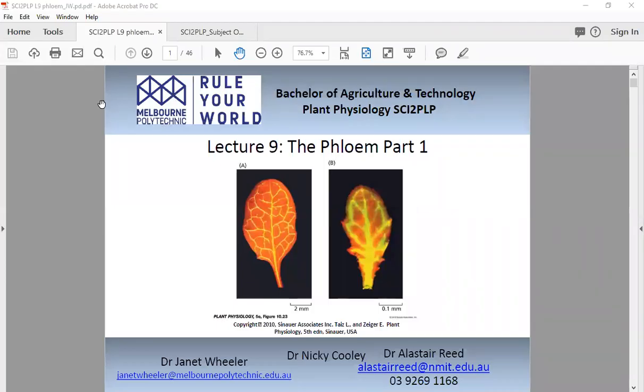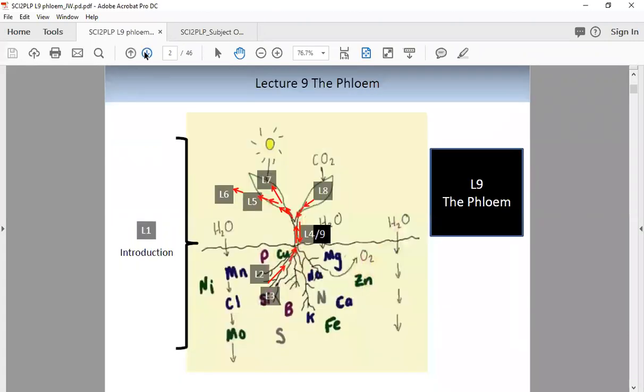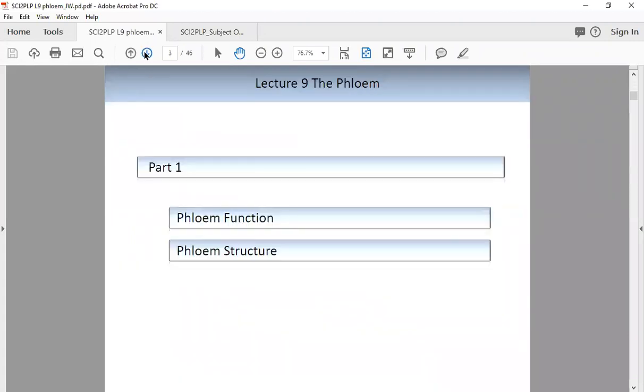Welcome, class, to week 8 of plant physiology. Tonight we'll be looking at lecture 9, the phloem. So we've already started looking at the vascular tissue, the all-important xylem. And of course, we will now focus on phloem function and structure, and then really take a closer look at how carbohydrates are transported through the phloem. And that process is called translocation.